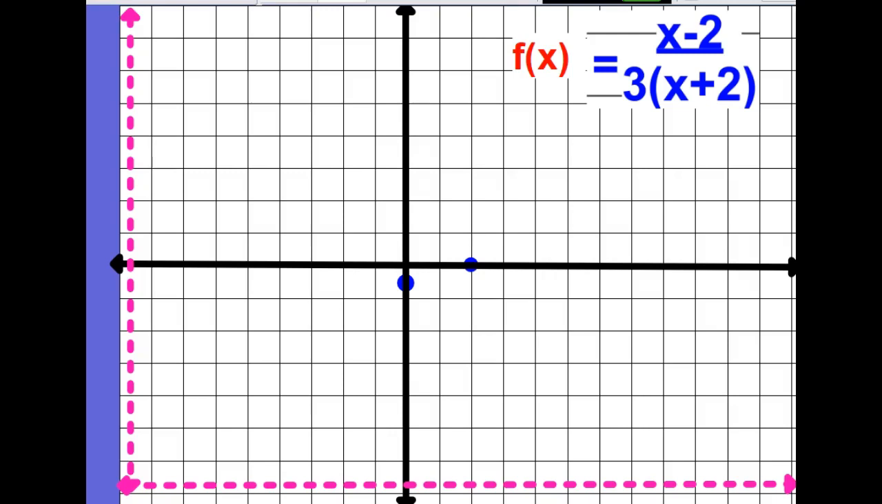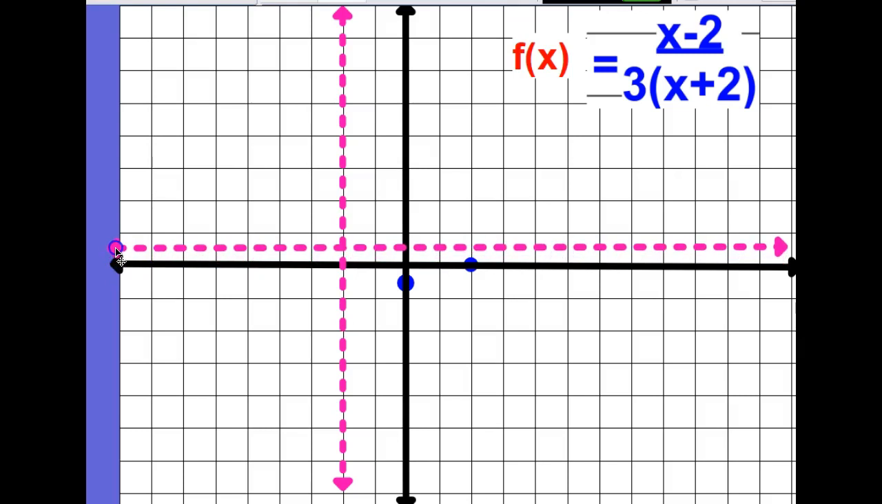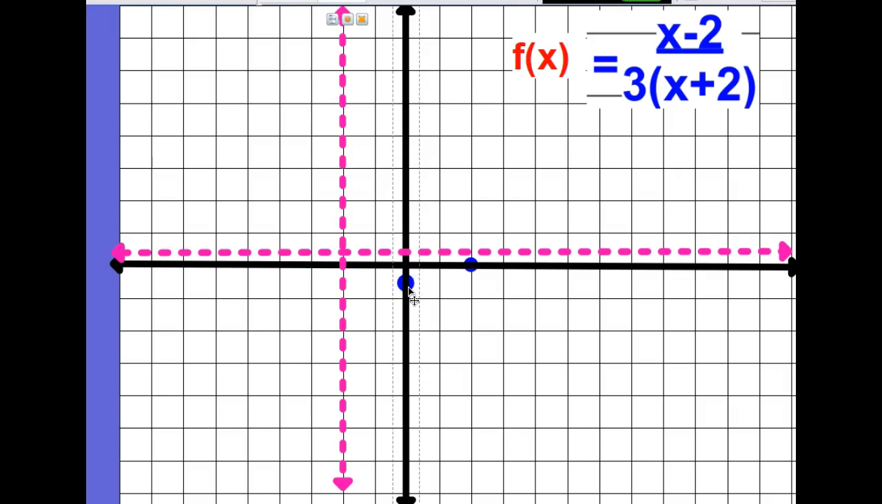There isn't a hole to put on this graph. I'm going to put my vertical asymptote at x equals -2. You're going to put that in with a dotted line. I'm going to put my horizontal asymptote in at y equals 1/3. That looks like it would be about a half, so less would be 1/3. I have my x-intercept at 2, 0. I have my y-intercept at 0, -1/3.